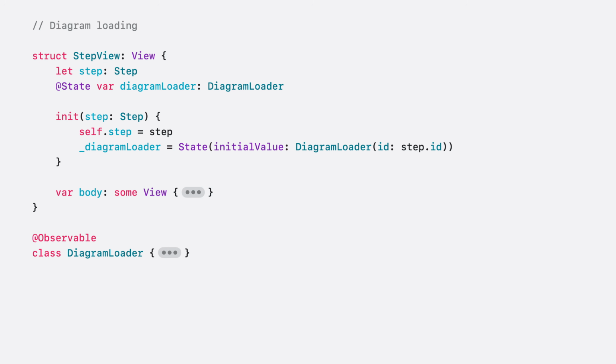For example, I could use a diagram loader observable object connected to a cache. When the cache doesn't contain the data for a specific ID, it could load the data immediately when it's initialized. Since it starts loading the diagram in the initializer, the diagram will be fetched slightly earlier.